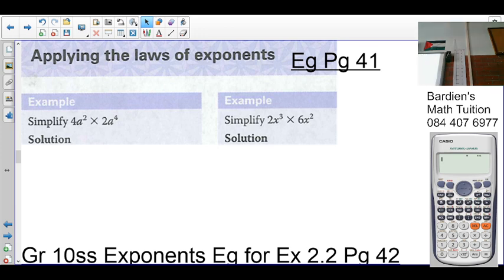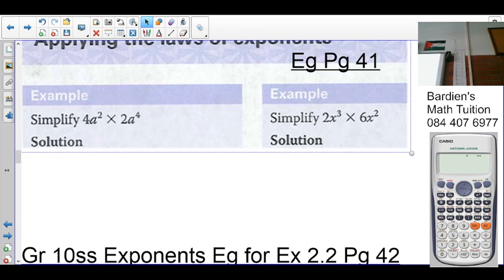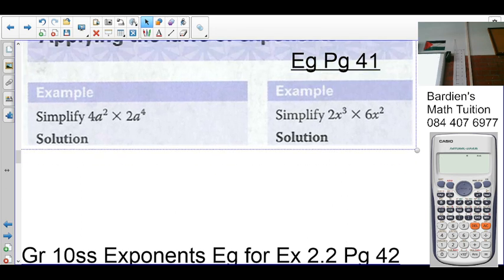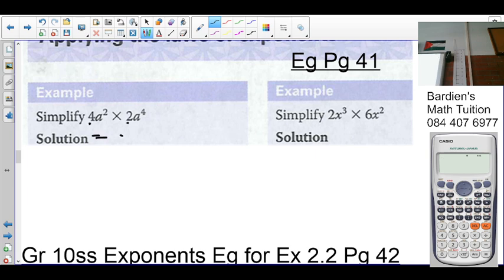The first sum says you need to simplify. You've got 4a squared times 2a to the 4. So that would simply give us 4 times 2 is 8, a squared times a to the 4, a to the exponent.